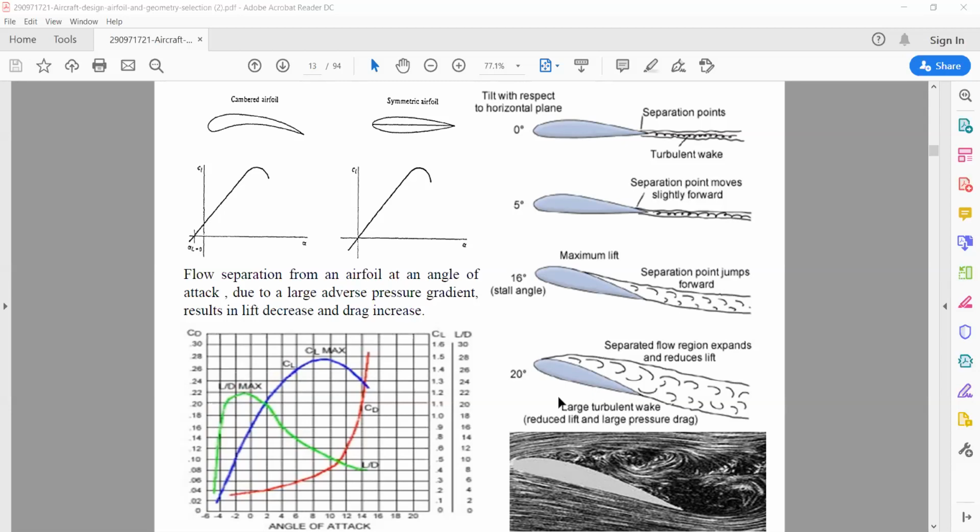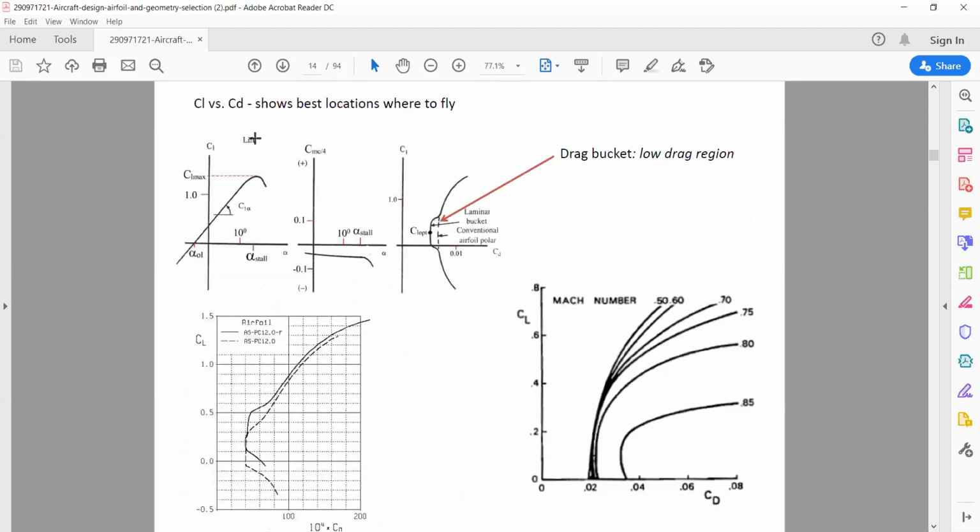And so we can see here, CL versus CD shows the best location where to fly. This is the point. See here, this is the point. This is called the drag bucket. So it's very important. The drag bucket is nothing but what? Whenever the pilot flies the aircraft, he flies in this region itself.